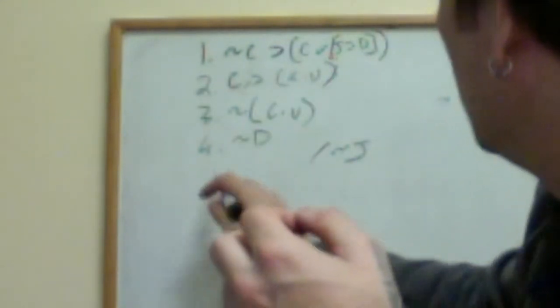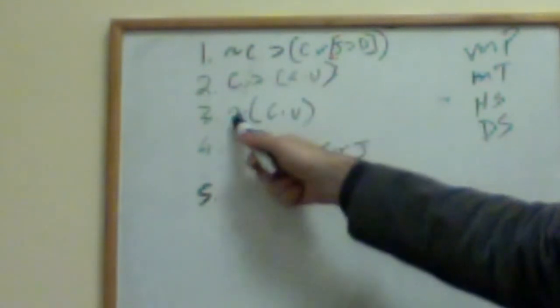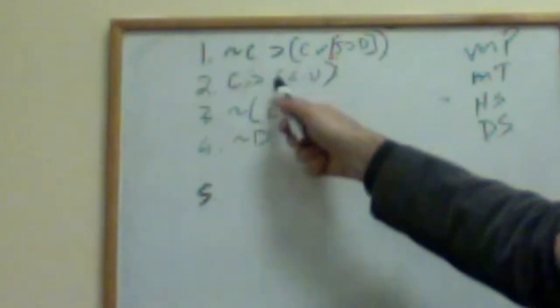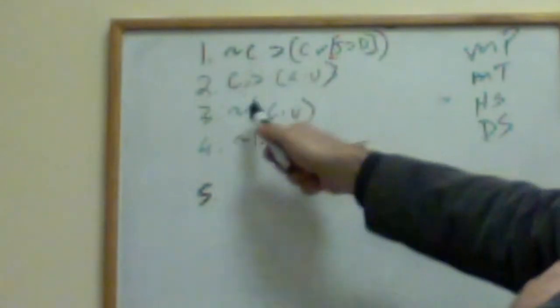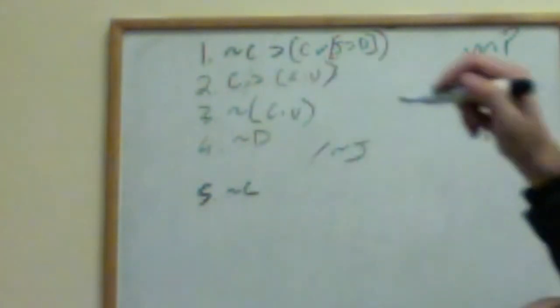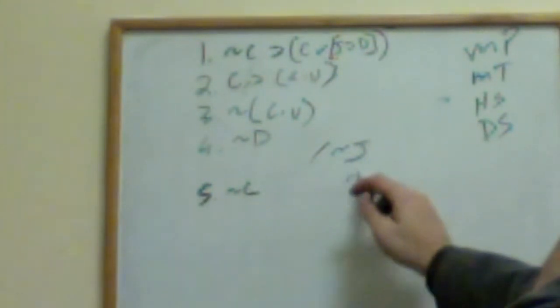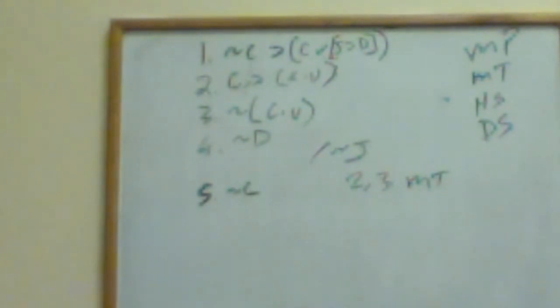So we have C here. We always start by writing another line on the proof here, and you can see that we have C horseshoe C dot U here, and we have tilde C dot U here. So those two together make a modus ponens. If this is P and that is Q, then this says tilde Q. So we can write tilde C right here, because lines 2 and 3 make a modus tollens.